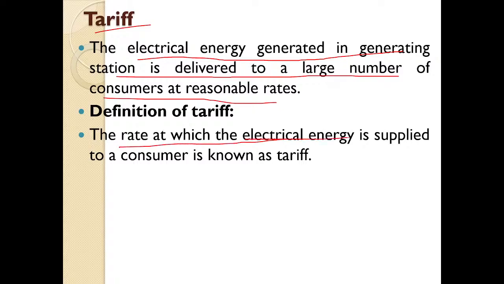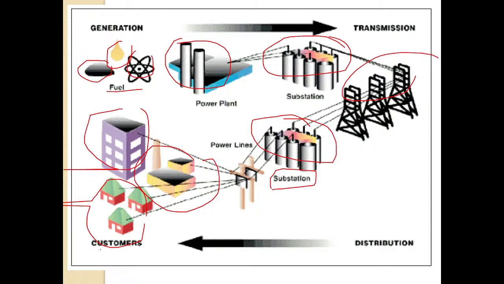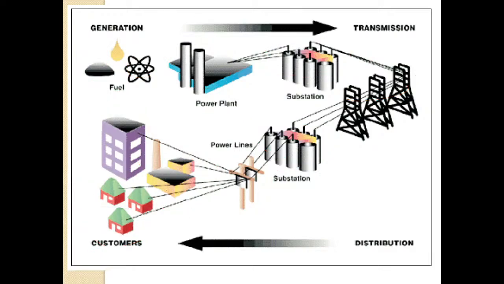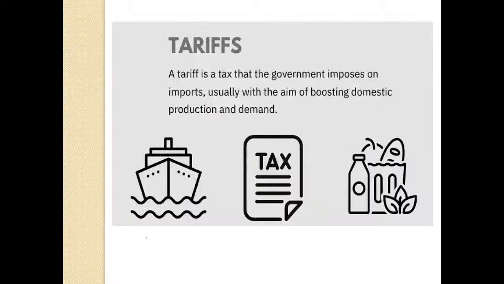Tariff is the rate at which electrical energy is supplied to the customer. The rate at which electrical energy is supplied to the customer is known as tariff. The rate will not always be the same. Why? Because the customer can be a factory, an office, a commercial building, or a domestic house. Depending on which type of customer it is and how much electrical energy demand there is from that particular customer, the rate will vary.